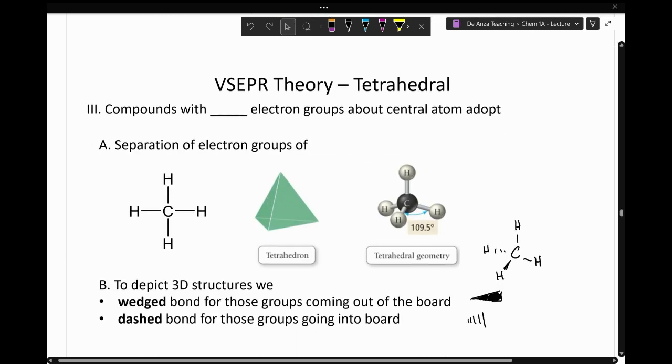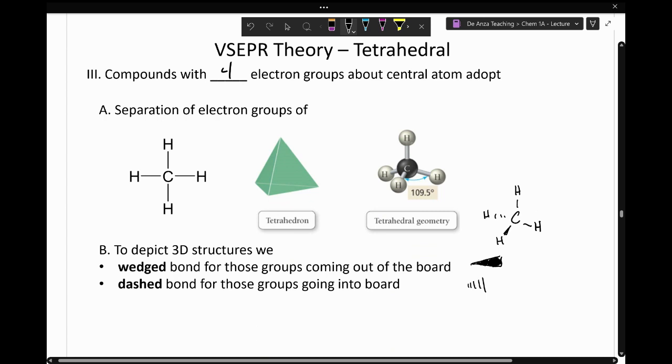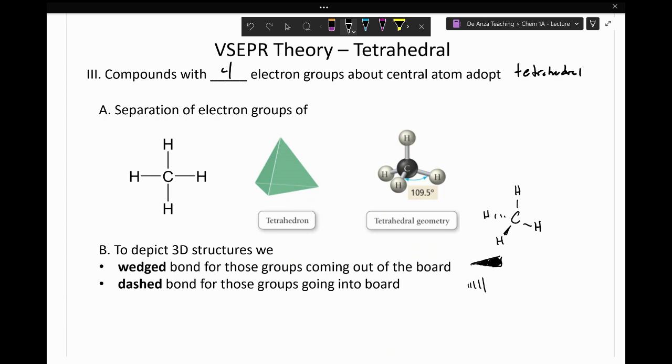Next, we're going to go to compounds with 4 electron groups, and they adopt something called a tetrahedral geometry. And in this case, up to this point, our linear and trigonal planar geometries have been in 2D space. Now we're in 3D space. And when we look at these tetrahedral compounds, the separation of their electron groups is 109.5 degrees. And so a great example of this is methane. And so I show methane right here.